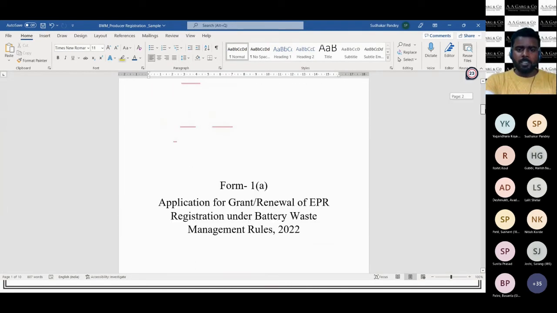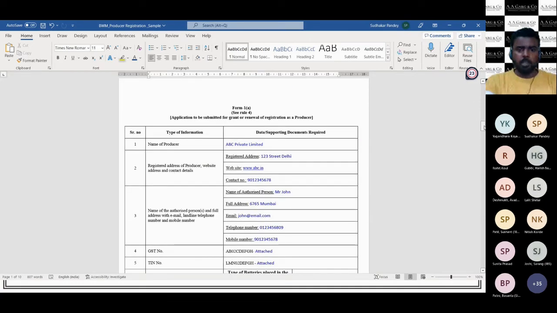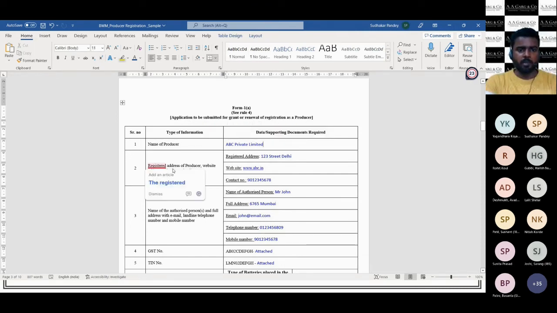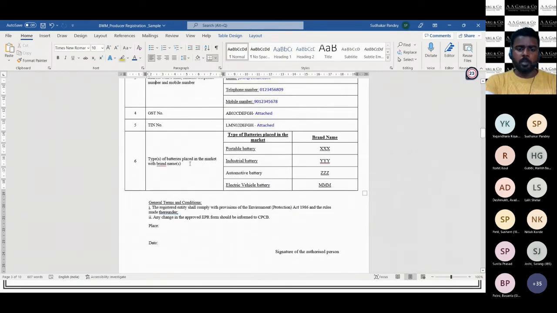So this is Form 1A, where we are filling in the details as asked and as required. Name of the producer: suppose it is ABC Private Limited, so we write ABC Private Limited. Registered address of the producer, website address, and contact details are also required. Then the name of the authorized person and full address with the email, landline number, all those things we are incorporating here. Then the GST number along with the copy of the GSTN number, TIN number. All these things we are incorporating.